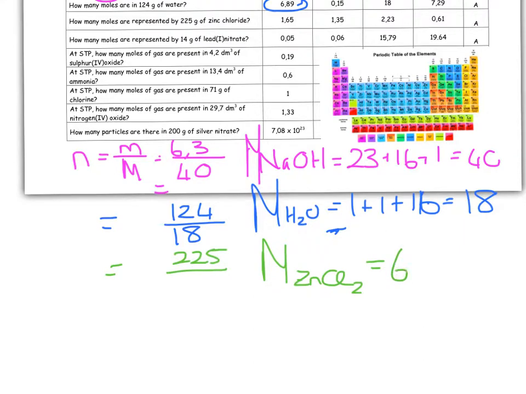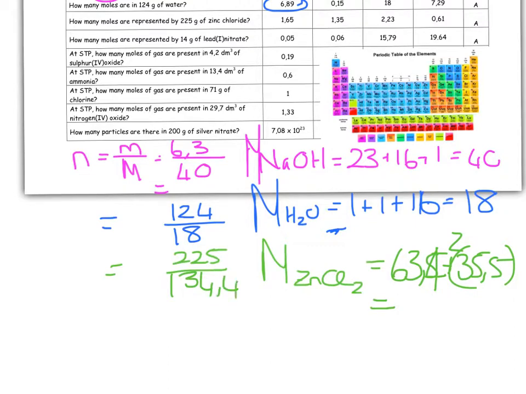So zinc is 63,5, sorry, I think 4 actually, and you land up with 35,5 times 2, and you're then going to land up with a molar mass over there of 134,4, and then you get 1,65 moles.